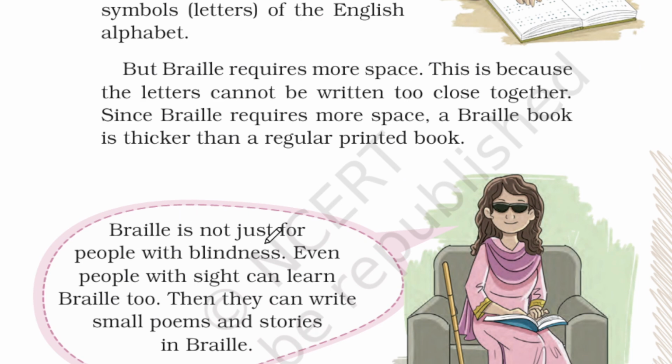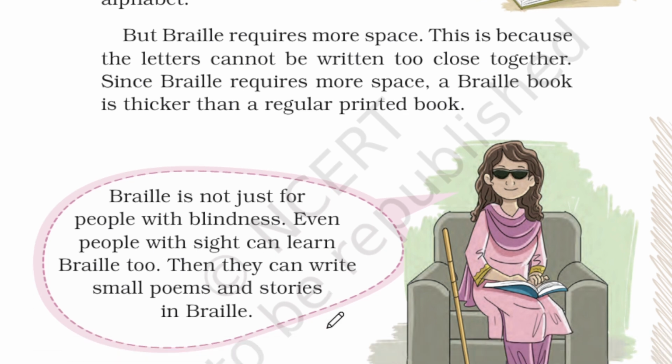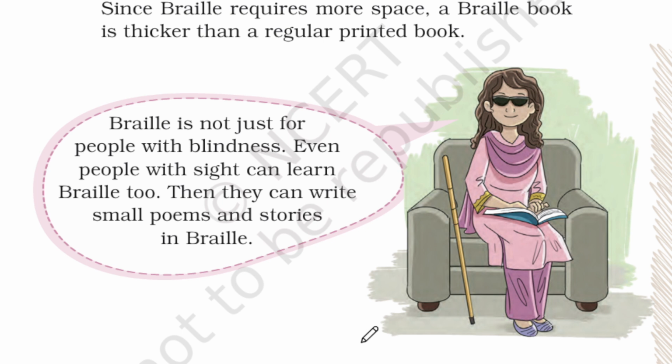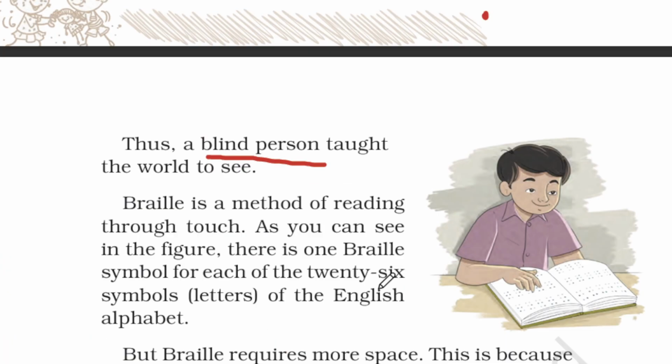Braille is not just for people with blindness. Even people with sight can learn Braille too. What happened? Braille is not only for complete blindness. Those who find it difficult to see, with any sight problems, can also use Braille. Then they can write small poems and stories in Braille. So they don't only read the words, they can also write using Braille script, like how I did for cat.